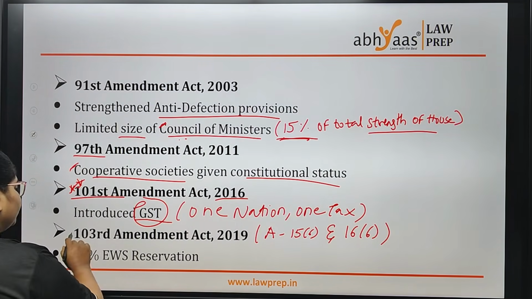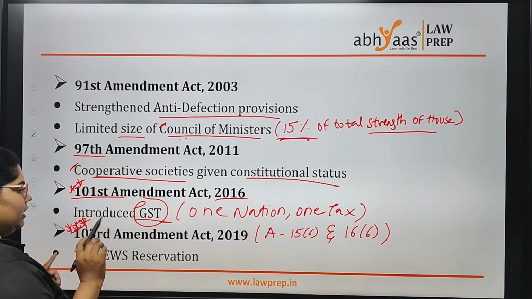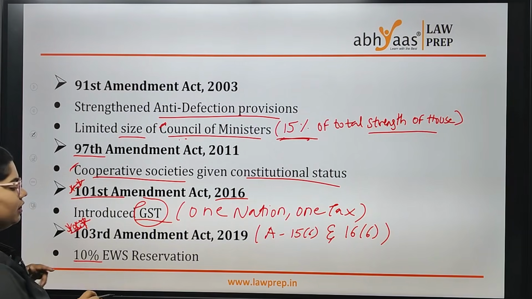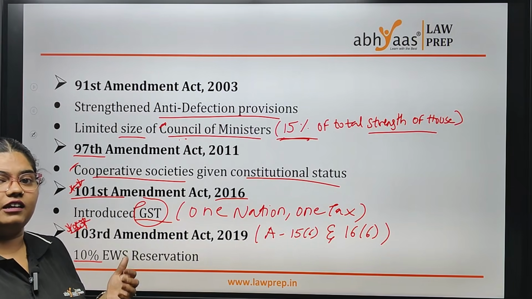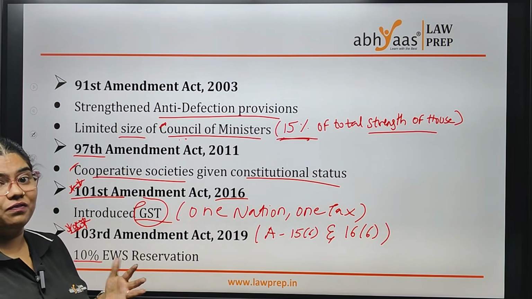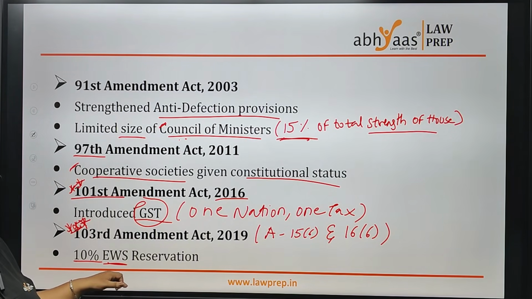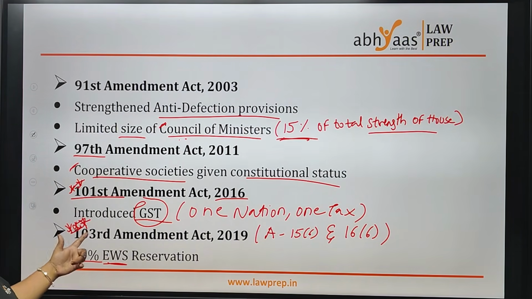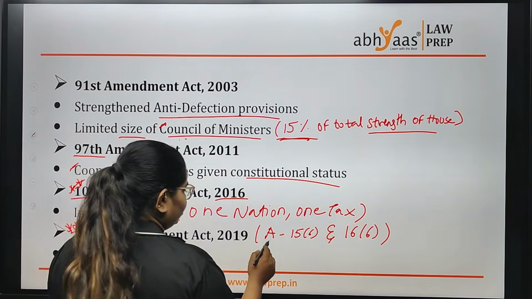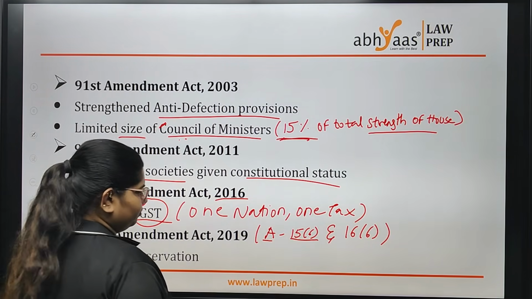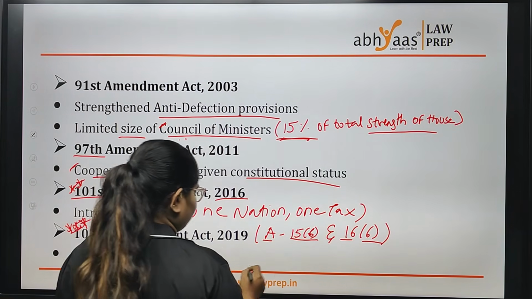Now comes your 103rd amendment, which is also important, which talks about your EWS reservation. That is 10% given to people who are economically weak and they are falling under general category. If OC people are poor, if they are economically weak, we'll treat them as EWS category, economically weaker section, and they have 10% of reservation via 103 amendment. And this amendment has also inserted your Article 15 clause 6 and Article 16 clause 6.